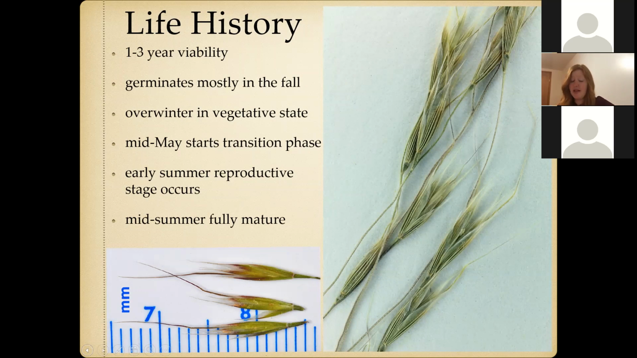Before we can have germination, though, there will need to be a breaking of dormancy. This is done through 33 to 94 days of temperatures between 8.6 to 29 degrees Celsius. Germination will mostly occur in fall. It will then overwinter in that vegetative state, and by mid-May, the transition phase of growth will begin. By early summer, reproductive stages have started occurring, and by midsummer, full maturation of this plant should be occurring.